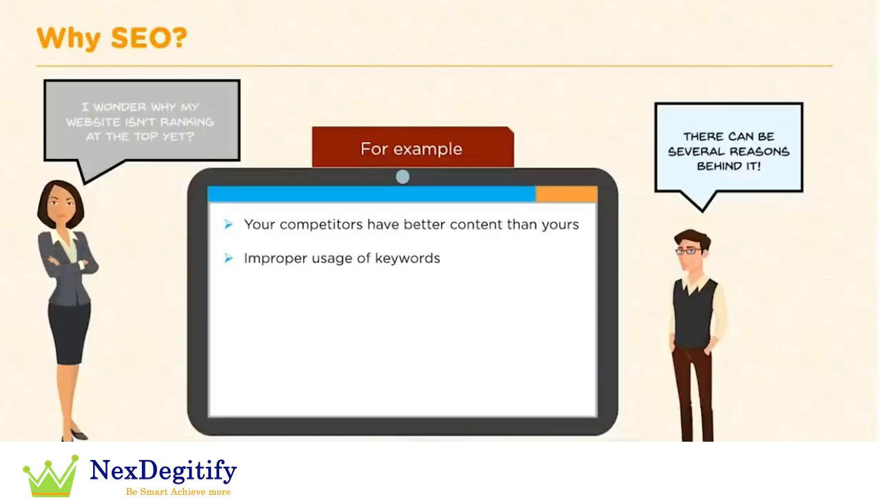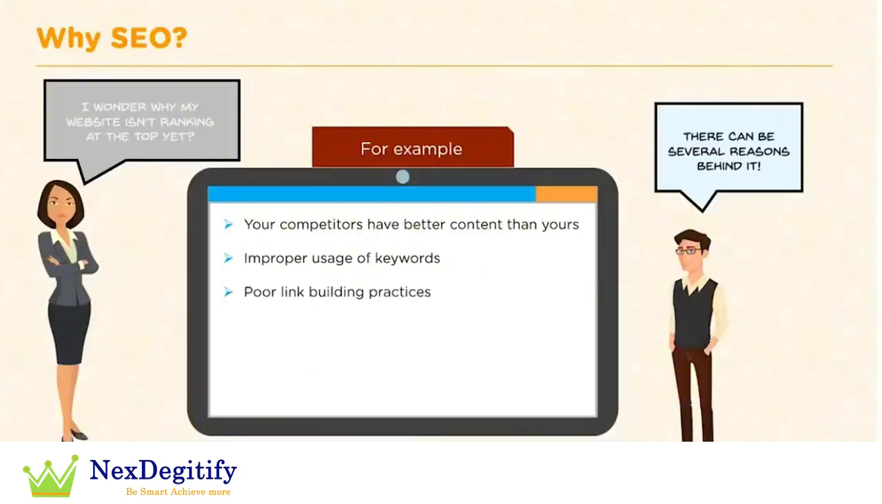The other reason is improper usage of keywords. And we're going to talk a little bit, or it's actually a lot more, about keyword usage in your content. So what kind of keywords do you want to rank for? That's really what we're talking about when we talk about usage of keywords. What keywords do you want to rank for, and how do we work those keywords into the content?